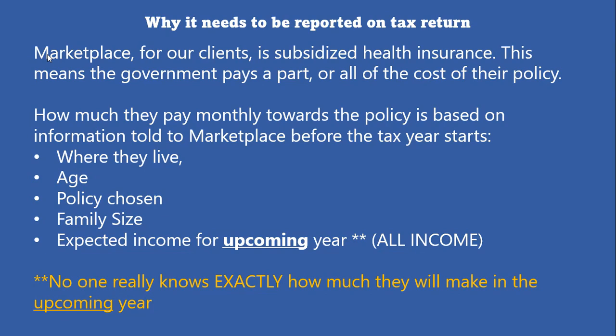the taxpayer thinks they're going to make. And it's based off of where they live, what zip code they're in, their age, the medical policy that they chose, their family size, and their expected income for the upcoming year. So nobody really knows exactly how much they're going to make. So the reason why this has to go in a tax return is because when do we know how much we make? When we file that final tax return.